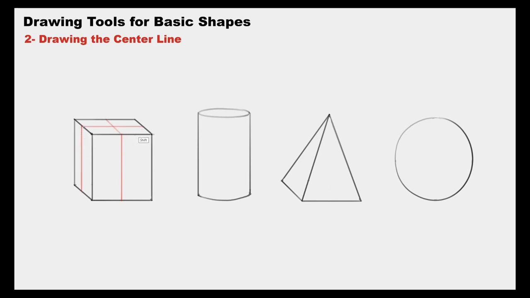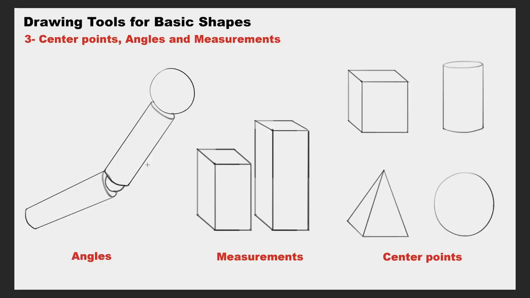Drawing the center line of the form helps you with the 3D orientation, movement, and connections. The center line will show you how an ellipse or a rectangle is orientated and how it's connected to other parts of the object. The third set of tools are center points, angles, and measurements. We talked about the angle and measurements before. They are a set of tools that help you align your lines together in a correct way. They also help with proportions, segmentations, and combining all parts together into one object.